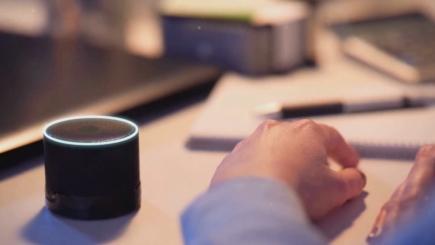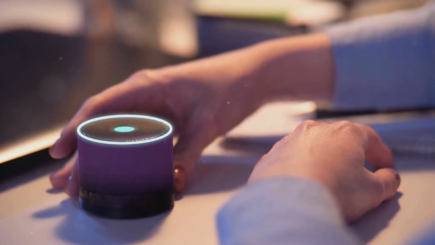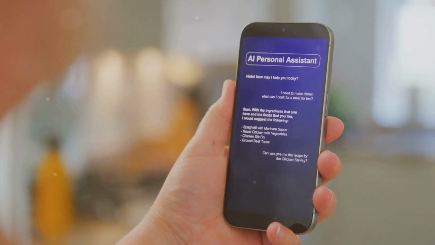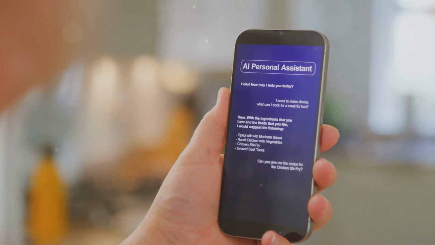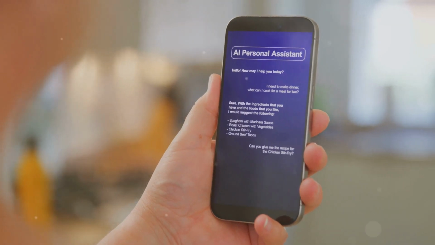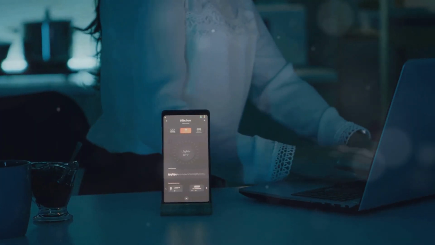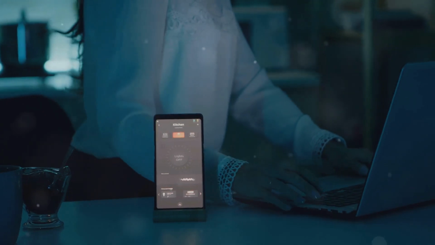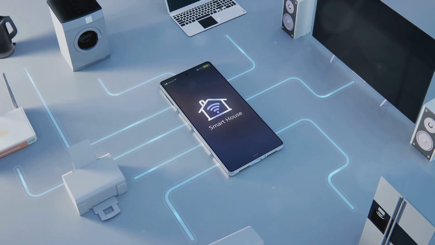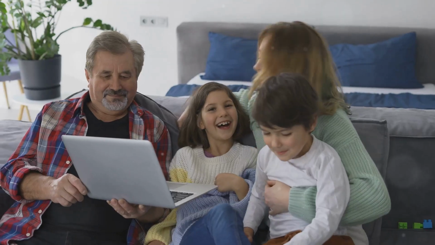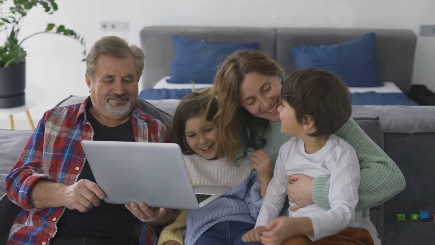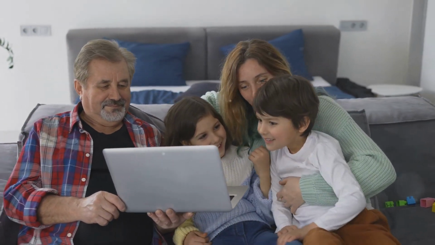Another example is virtual assistants like Siri, Alexa, and Google Assistant. These voice-powered assistants use natural language processing. This AI technology enables them to understand and respond to your voice commands. They can set reminders, play music, make calls, and answer your questions. These are just a few examples of how AI is seamlessly integrated into our daily routines. From personalized recommendations to voice assistants, AI is enhancing our experiences and simplifying our lives.